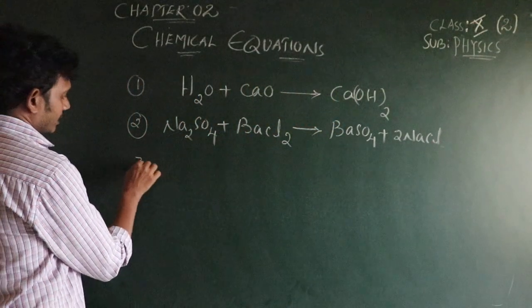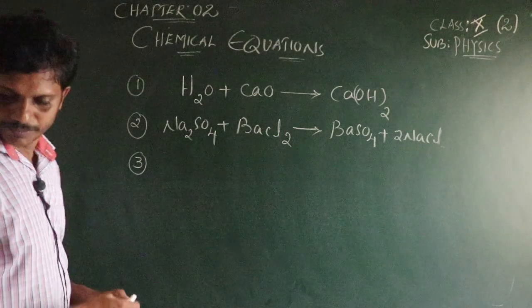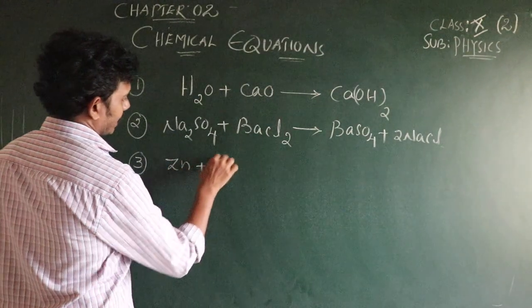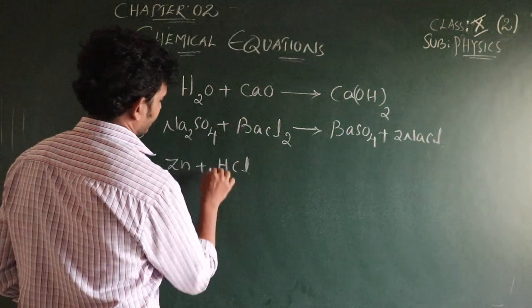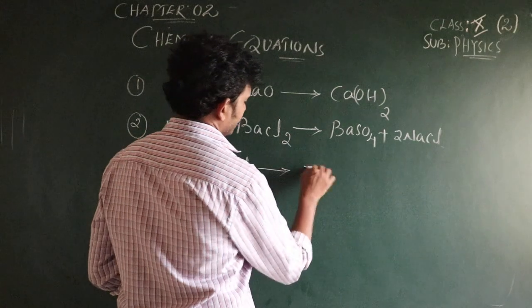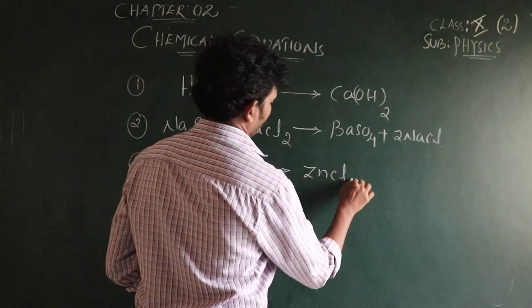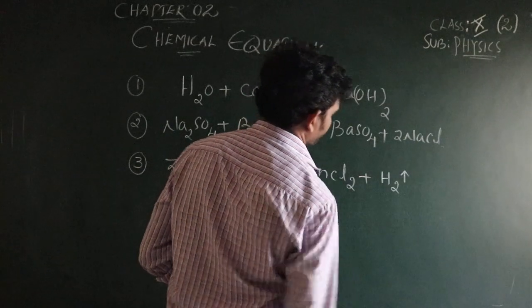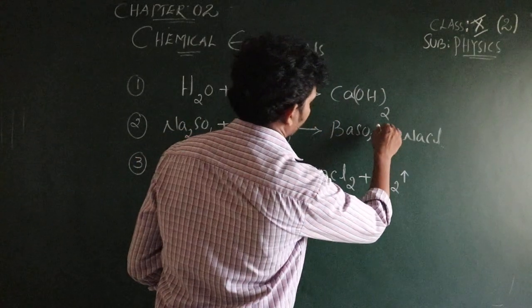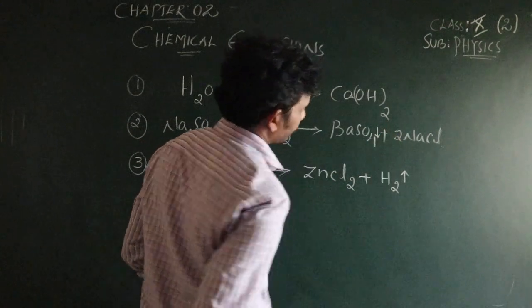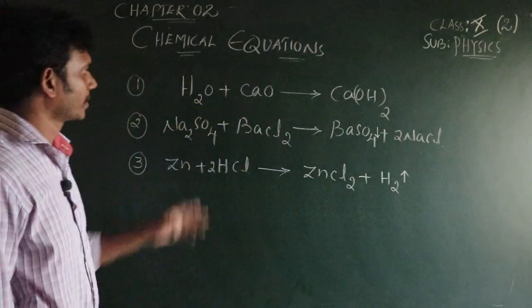Next, in the third equation, zinc reacts with HCl, hydrochloric acid, two molecules of HCl. It produced ZnCl2, zinc chloride, plus H2. So this is the other reaction which is formed. Okay, so here a precipitate is formed.